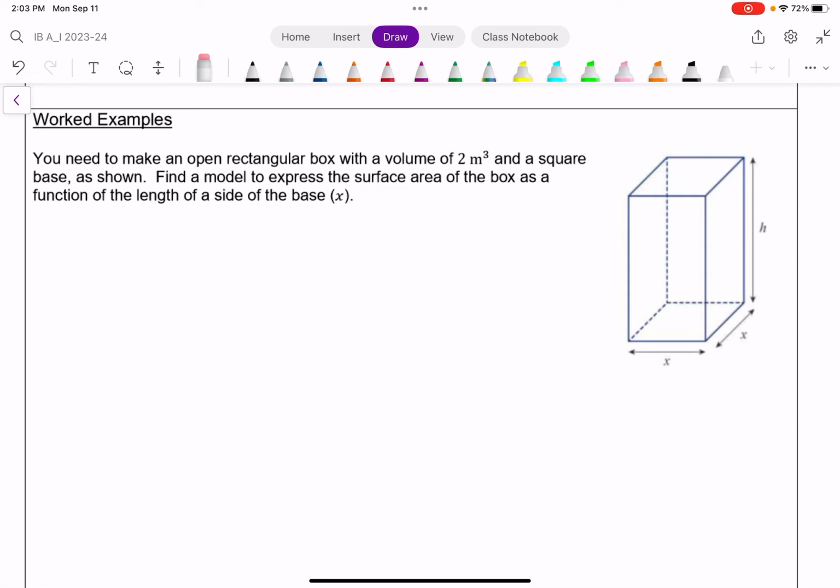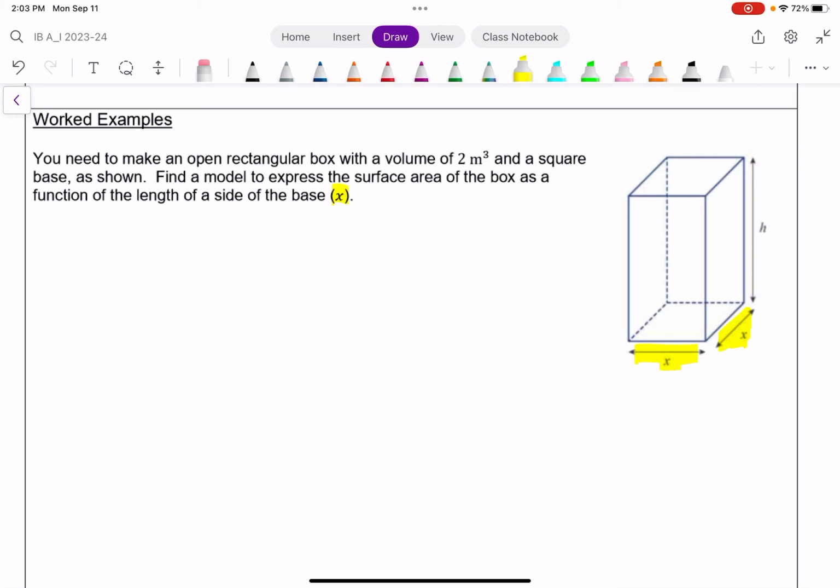You need to make an open rectangular box, which means we have, as the visual shows, this rectangular prism, but there's no lid, there's no top. An open rectangular box with a volume of 2 cubic meters and a square base as shown. Find a model to express the surface area as a function of the length of the side of the base. And so the x here again represents the distance from here to here. Either of those, it's a square, so it's the same.